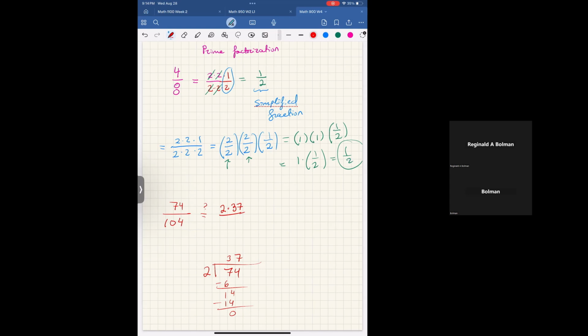Now, we're going to do the same thing for the bottom number. 2 will go into 104. 2 goes into 10 5 times. 5 times 2 is 10. Subtract, you get 0. Drop your 4 down. 2 into 4 goes 2 times. This is 52.